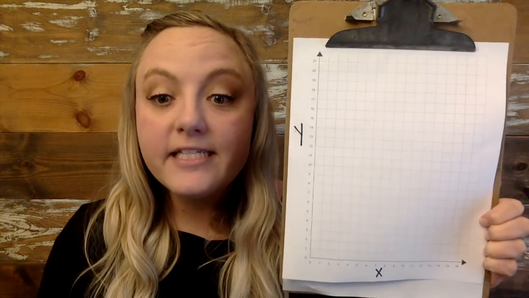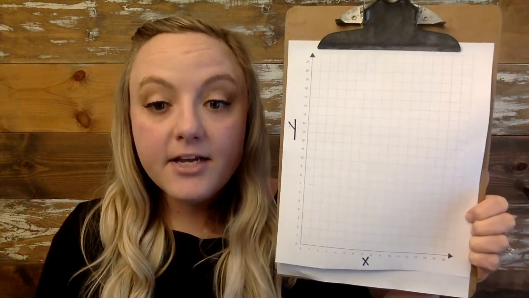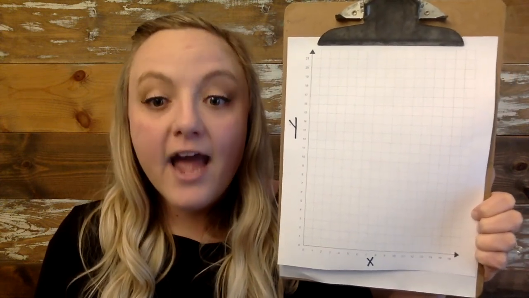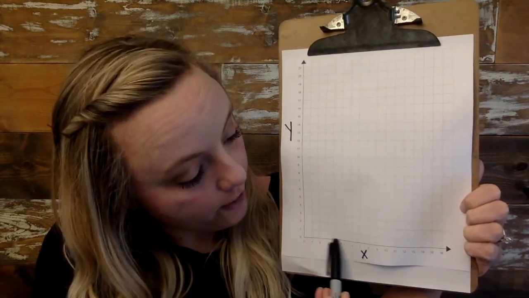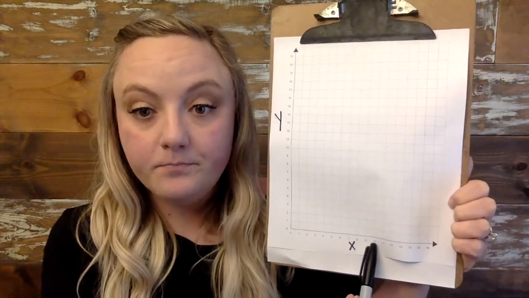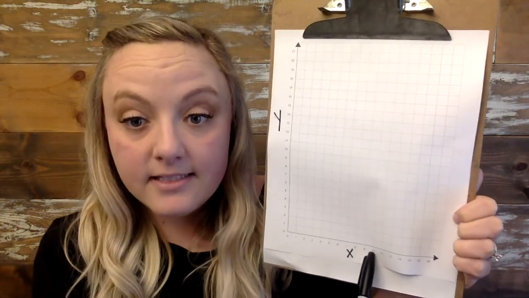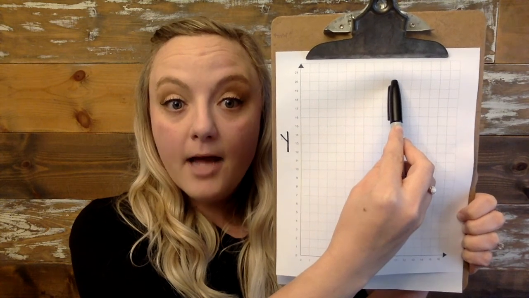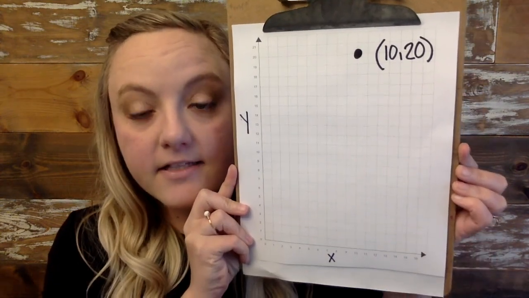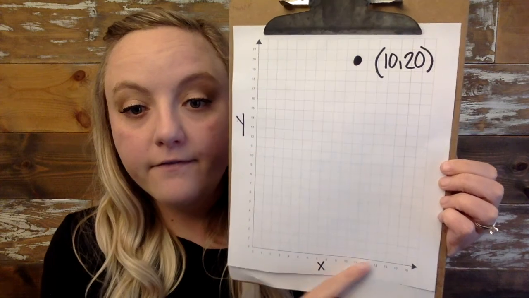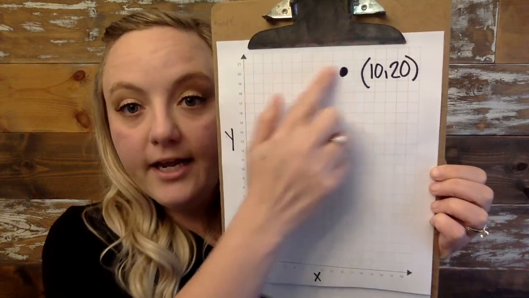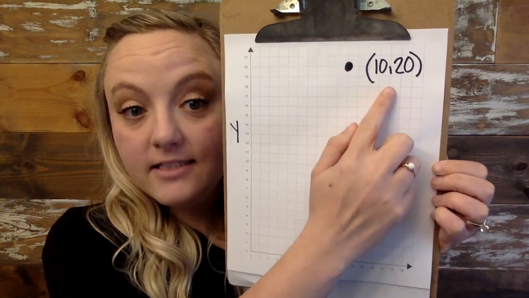Our coordinates were 10, 20. Since 10 was first, that's going to represent our x-axis. I'm going to go over 10. 20 is my second number. That's the y-axis, so I'm going to go up to 20. And that is where I'm going to put my plot. As you can see, this dot represents the points of 10 and up 20. So that matches my 10, 20.